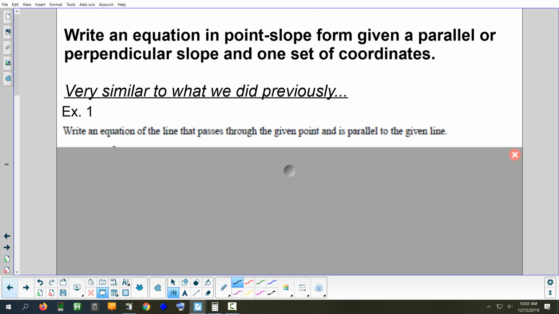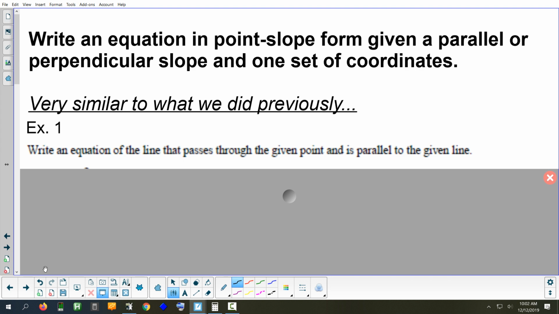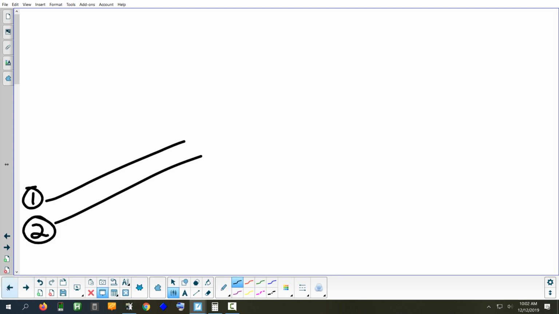Okay, example 1, I want you guys to write an equation of a line that passes through a point, which I'll tell you, and parallel to a line, which I will tell you. So here's the point. You guys have to write this down. So I want you to figure out an equation that if you were to draw it, it would go right through the point 3, 5.